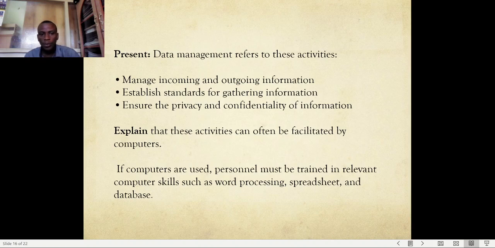When you talk about data management, we're talking about how to manage the incoming and outgoing information, and establish standards for gathering information. Recall we earlier talked about how we collect the data using questionnaires and interviews. You think about all those when you're planning your data management, how you're going to ensure privacy and confidentiality of the information. Let me talk more about that.